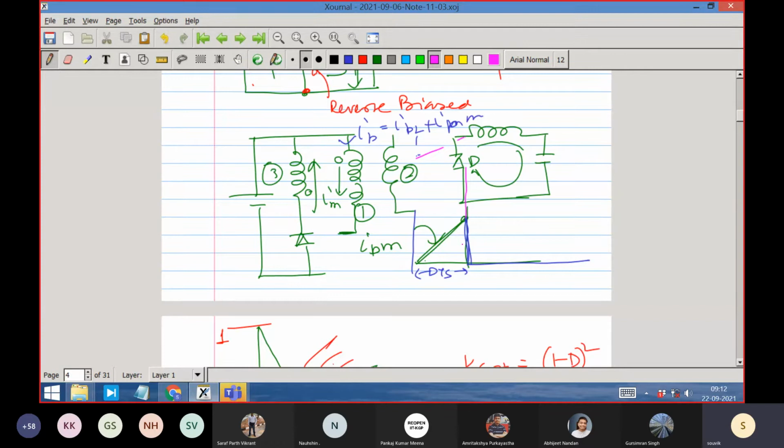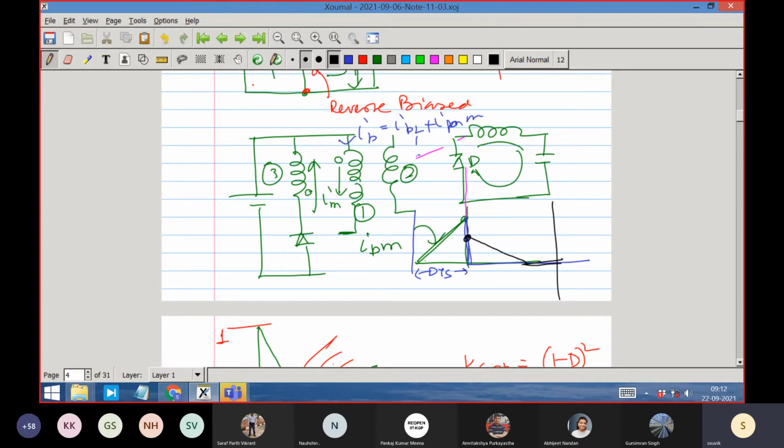In the secondary, when it is off, neither the load current will flow nor the magnetizing current will flow, because we have provided another coil, another tertiary coil. So what will happen? The current will now shift to the tertiary. So the tertiary coil current will take from here, and it has to come down to 0.